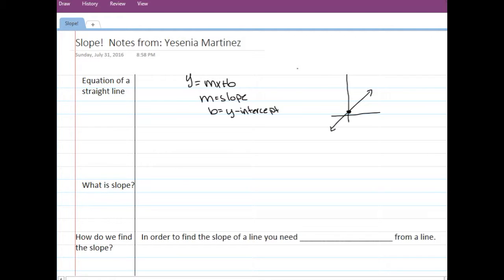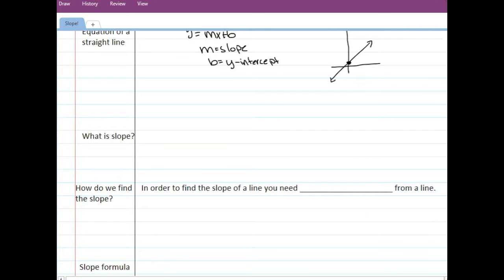But how do you find slope? Well, what is slope? Some people write slope as the change in y over the change in x, and others call it delta y over delta x. And then another way of writing it is rise over run. So those are the units that the slope uses.